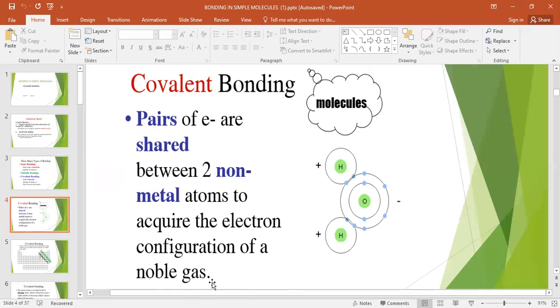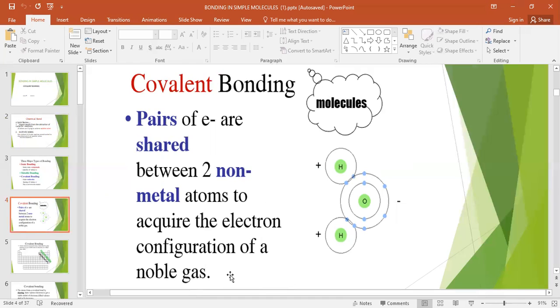Why do they want to compare with noble gases? Because all noble gases are stable. How can we say that all noble gases are stable? Because their outer shell has how many electrons? 8 electrons. That's why, if you need stability, you compare with the noble gas. So why two non-metals? Why are these two non-metals going to form a chemical bond? To get stability, or to get the electronic configuration like noble gases.